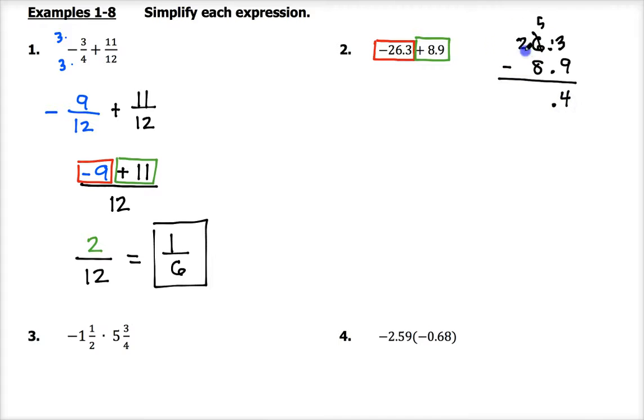If I subtract correctly, I should get 17.4, but you have to look and see what kind of sign you need on the 17.4. The absolute value of negative 26.3 is larger than the absolute value of 8.9, so that means that our answer is a negative 17.4. So it's really important, in addition to getting the correct numbers in your computation, to make sure you have the correct signs in every single step. Okay, don't just ignore the signs.